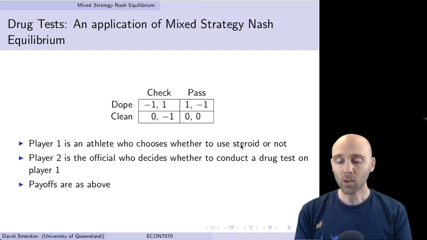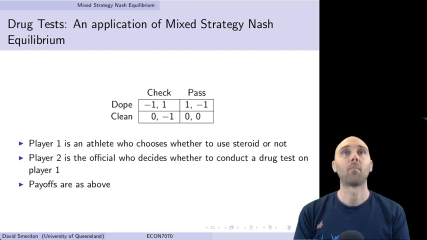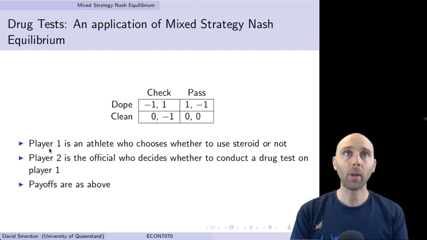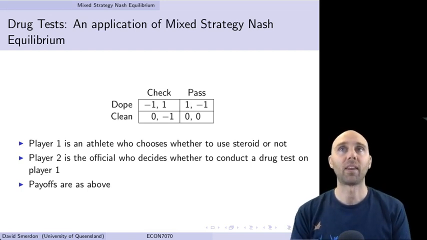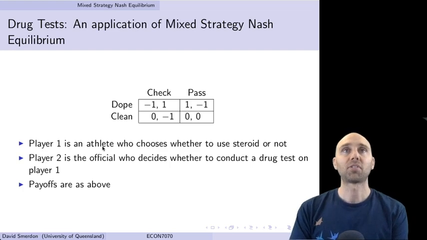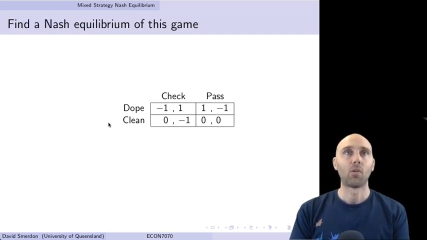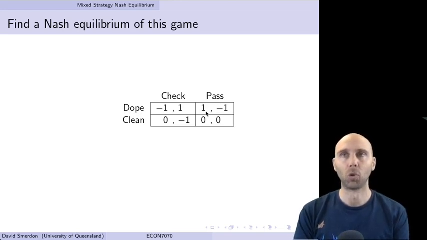So, drug testing is an application of the matching pennies game. Player 1 is an athlete who's choosing whether or not to use drugs or steroids. Player 2 is the official who decides whether to conduct a drug test on player 1. And here are the payoffs. So let's try to find the Nash equilibrium of this game. Remember, for player 1, if doping and gets checked, that's a bad outcome. If doping and doesn't get checked, that's a good outcome. Good for them, I guess. And staying clean is somewhere in the middle, just a neutral payoff.